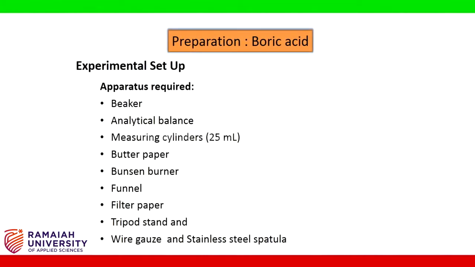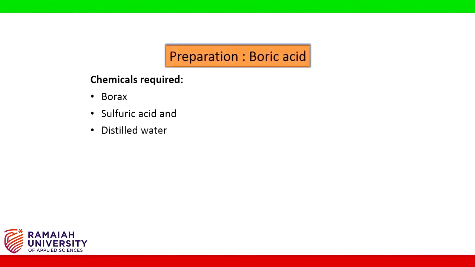Experimental setup. The apparatus required are beaker, analytical balance, measuring cylinders, butter paper, Bunsen burner, funnel, filter paper, tripod stand and wire gauze. Chemicals required: borax, sulfuric acid and water.